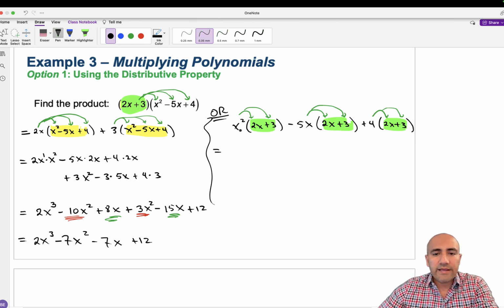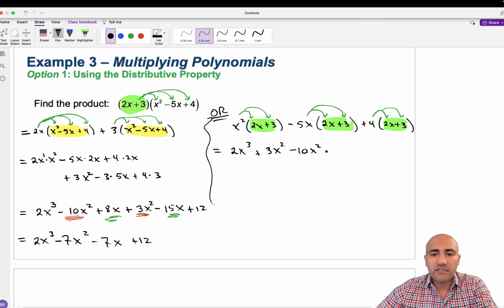I'm going to do a little bit less writing here. So x squared times 2x becomes 2x to the power of 3 plus x squared times 3 becomes 3x squared. Minus 5x times positive 2x becomes minus 10x squared. Minus 5 times 3 becomes minus 15x. 4 times 2x becomes plus 8x. Plus 3 times 4 becomes plus 12. Good.